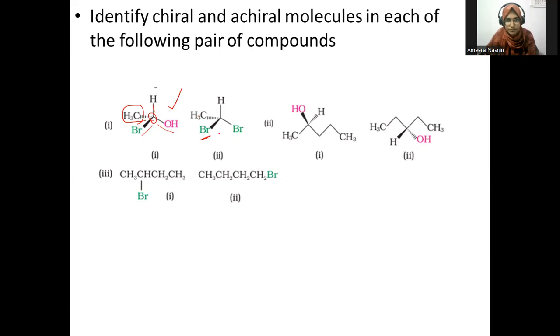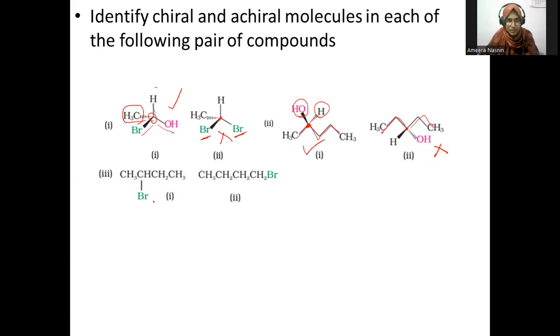But here two groups are the same, two bromines are attached to the same carbon, so this one is not chiral. And in this case, if we consider this carbon, this group is different. This is a methyl group. Here we have an OH group and then a hydrogen. All four groups are different, so this is a chiral molecule. But here we have H and OH. These two are different, but this group and this group are the same. So this molecule is not chiral.